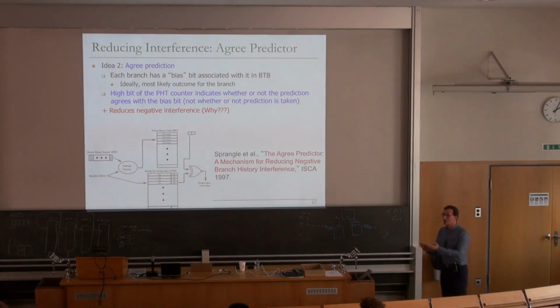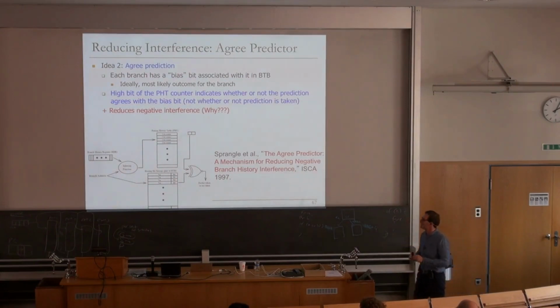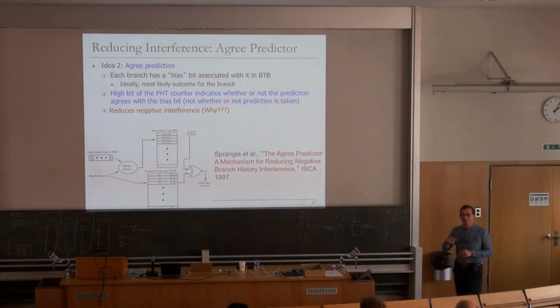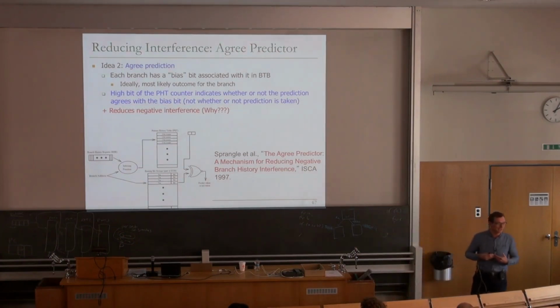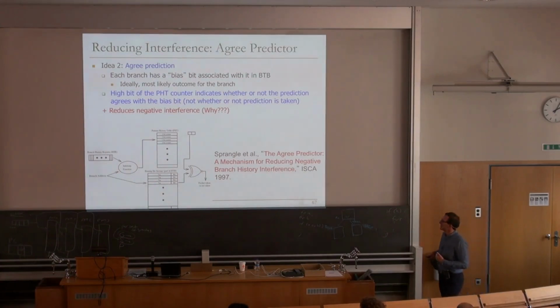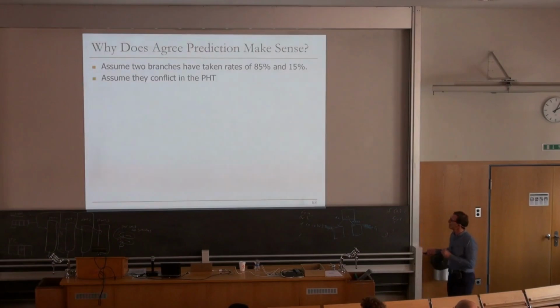Because if all of the branches are biased, they will keep on agreeing. If the bias bit is correctly set, and most of the branches are biased, you will increase the positive interference. You will reduce the negative interference because whenever you do the prediction, you're going to agree, assuming your bias bits are correct, and you're unlikely to disagree. That's the idea. But of course, this requires determining the bias bits. So let's take a look at an example.